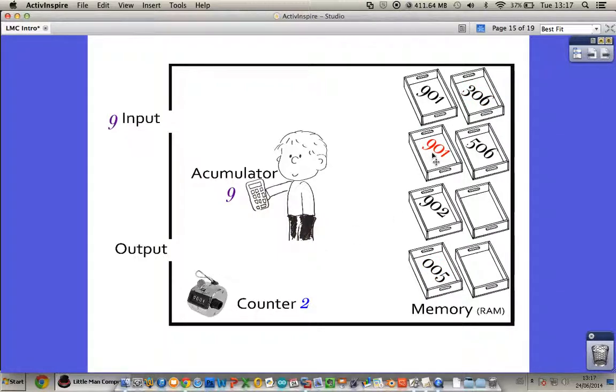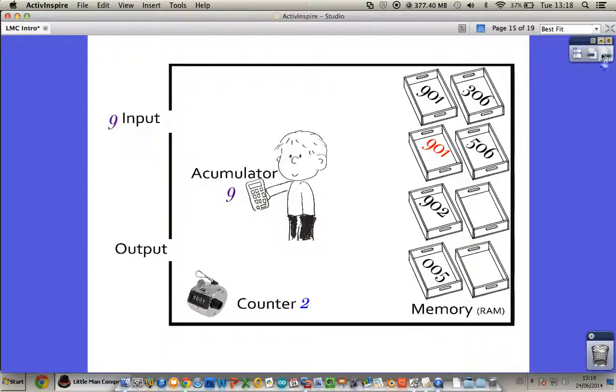Counter number 2, so the next basket is a 901, that's another input. So I'm going to get another input, and I'm going to overwrite my accumulator. Instead of being 5, my accumulator is now 9. Now, on my last example, I would have just outputted the 9, but in fact what I'd like to do is output the 5 I've got stored here instead.